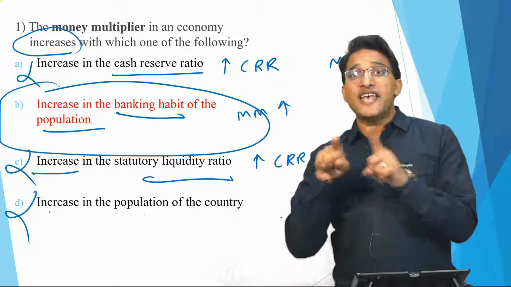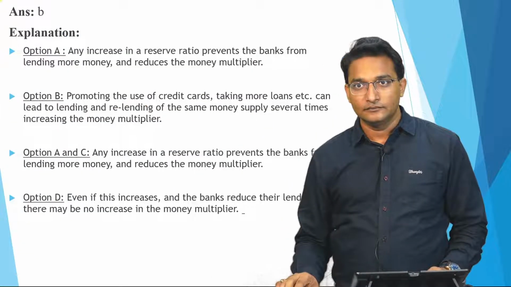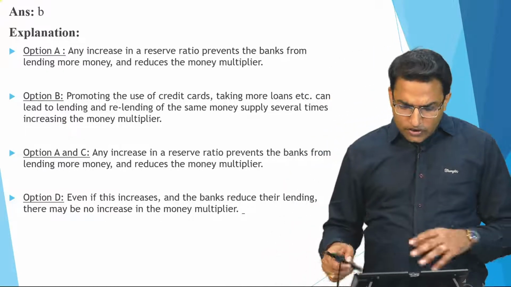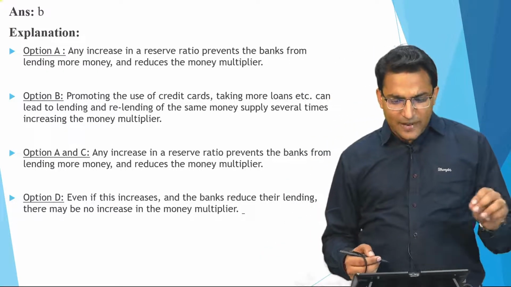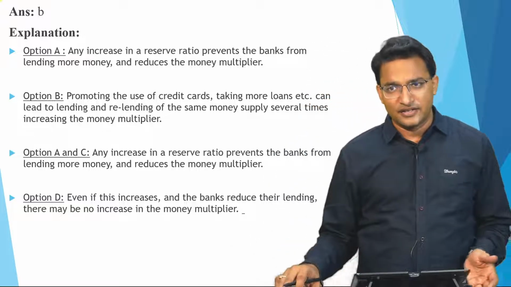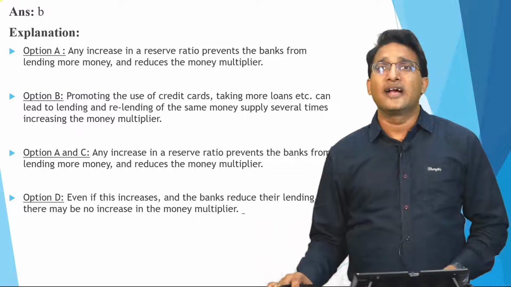Now coming to the second question. So this is the explanation that I have given. Option A is: increase in the reserve ratio prevents banks from lending more money and reduces the money multiplier, and all other options we have already discussed. You can just read it and get more clarity.